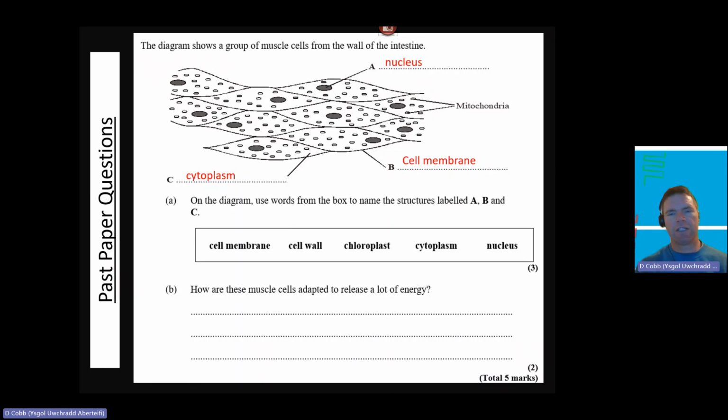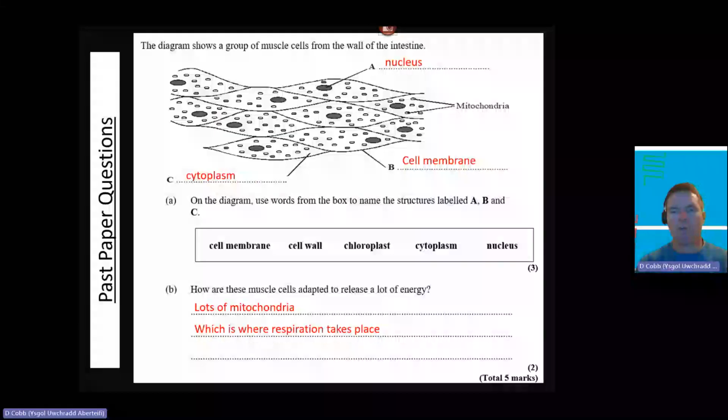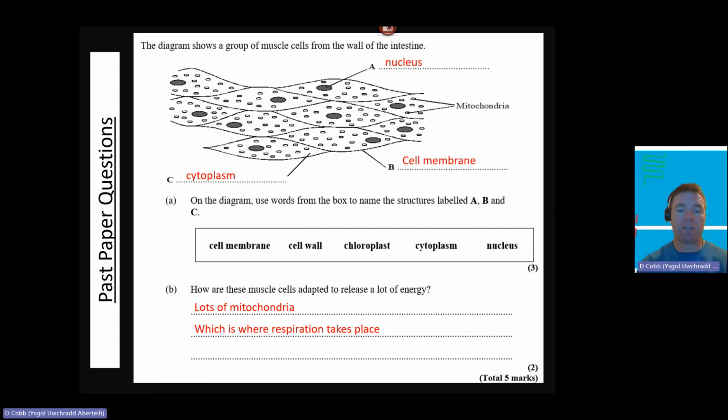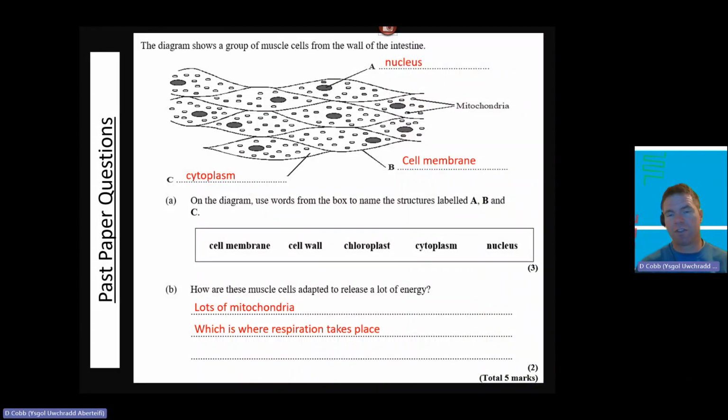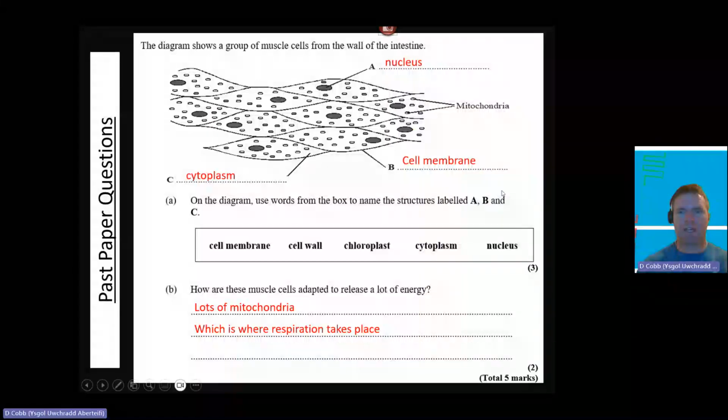So we need to now link those ideas to put that into a structured answer. The key things we need to appreciate here is that inside that cell there are lots of mitochondria, and mitochondria are where respiration takes place. And we then linked those features of the muscle cells, mitochondria, with the release of a lot of energy, which is where respiration takes place. You might say where respiration takes place and respiration is the release of energy, but I would put that last part down because it just ties that answer together, because it links back into the question, because it asks about a lot of energy on there.